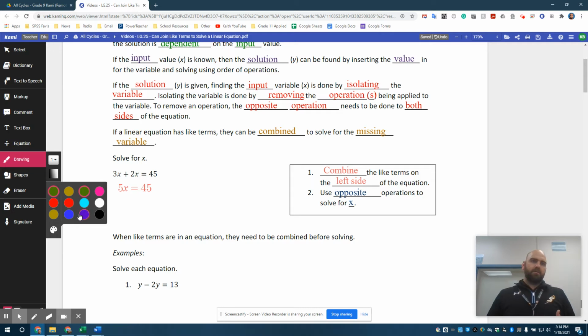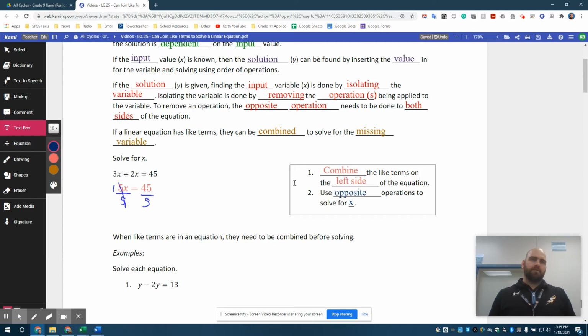Now, this one here, we can see that the 5 is being multiplied to x, so the opposite operation is to divide by 5. And again, when we multiply or divide something, we have to do it to both sides. We actually have to do it to every single term. Okay, so every single term we need to divide by. And so here when we divide by 5, this becomes a 1. So we have 1x.